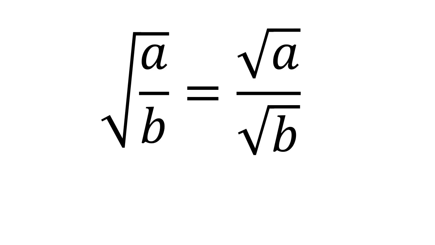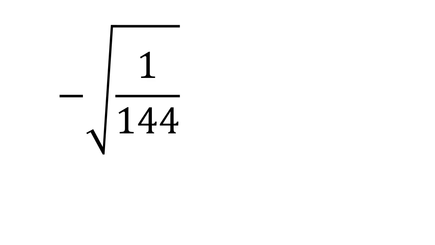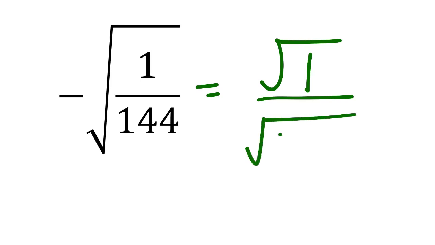But in any case, all you're going to do is take the numerator and square root it, and take the denominator and square root it separately, okay? So when we see an example like this one, all I'm going to do is take the square root of the numerator and the square root of the denominator. So it's the square root of the numerator, which is 1, square root of the denominator, which is 144, and then you just find those separately, okay?